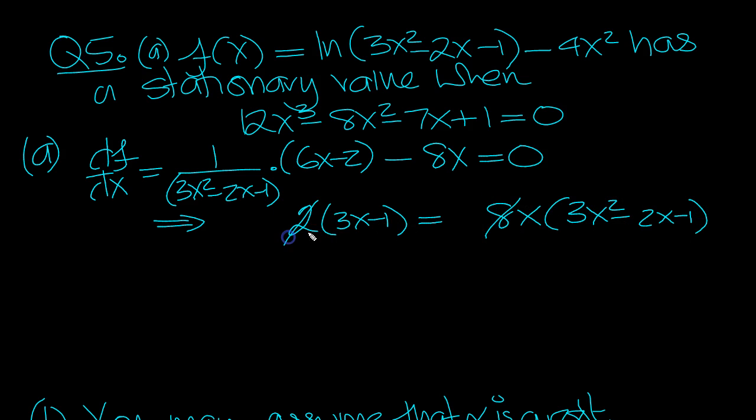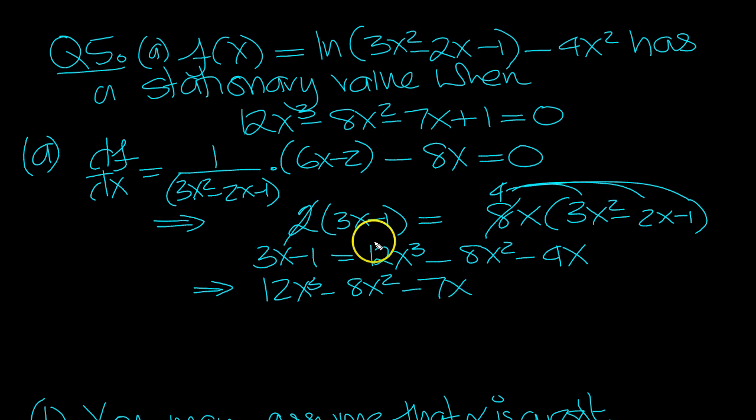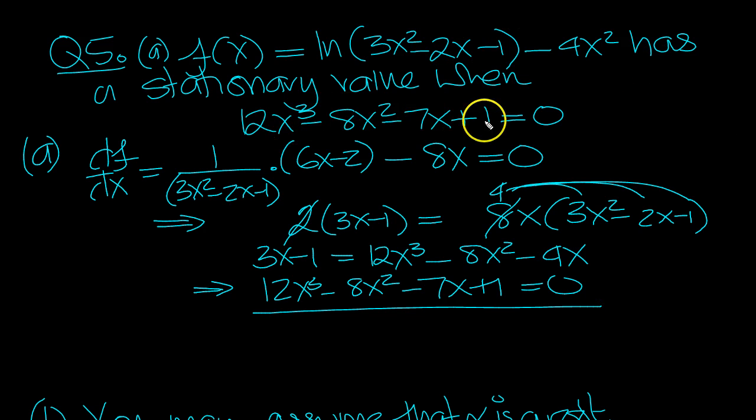There's a 2 common both sides. 4 3s times x is 12x cubed, minus 8x squared, minus 4x. So what does that tell us then? We've got 12x cubed minus 8x squared minus 7x when we move this over to be with it, plus 1 will equal 0, which is what we wanted to show in the line above here.